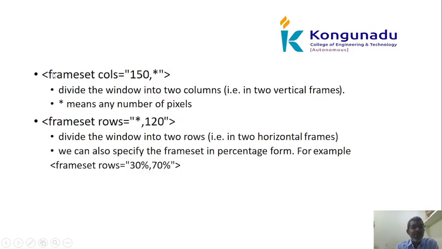Okay. In this one, how can we set the frame size, the frame segments? We can divide the window into two columns, or two vertical frames. Star means the remaining space, and otherwise any number of pixels. Next, we may divide it into rows also, so divide the window into rows, maybe two horizontal frames or three horizontal frames, based on the user requirement. Otherwise, we can use percentages also, like 30/70 or 40/60, we can make it as a percentage.